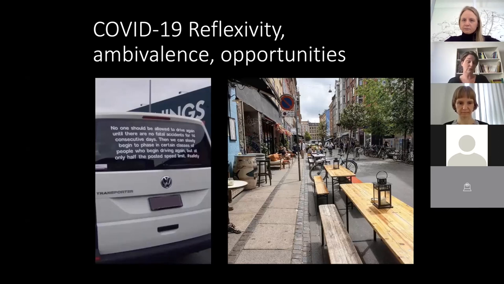And this tweet is a really black sense of humor, but I actually really thought it was funny. It was in the beginning of Corona. It says no one should be allowed to drive again until there are no fatal accidents for 14 consecutive days. Then we can slowly begin to phase in certain classes of people who begin driving again, but at only half the posted speed limit. Hashtag safety.